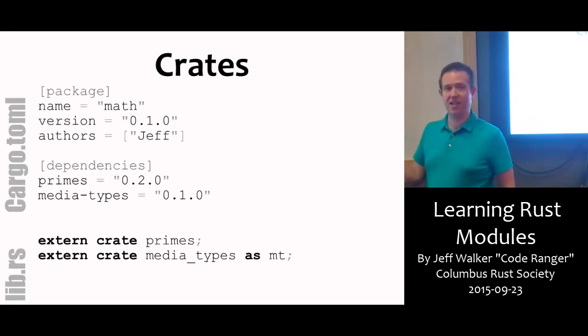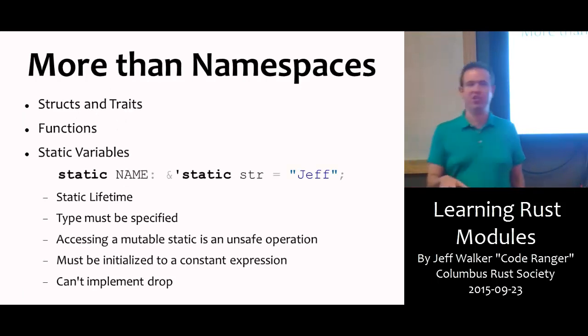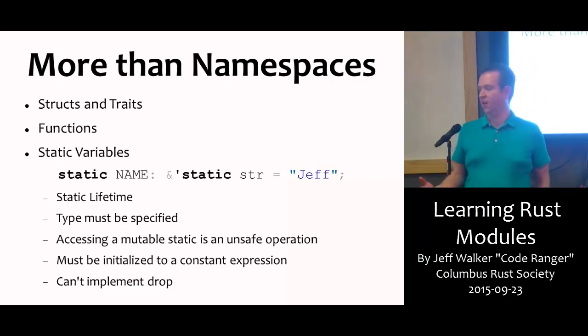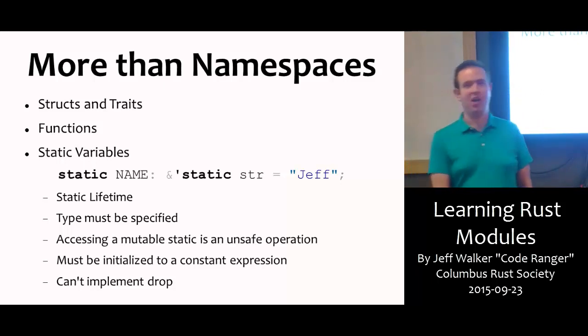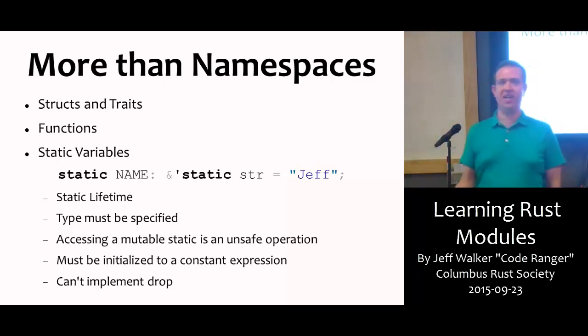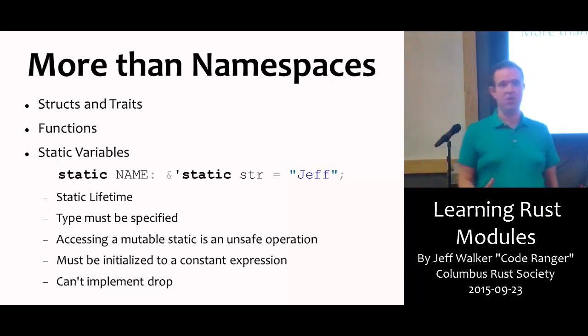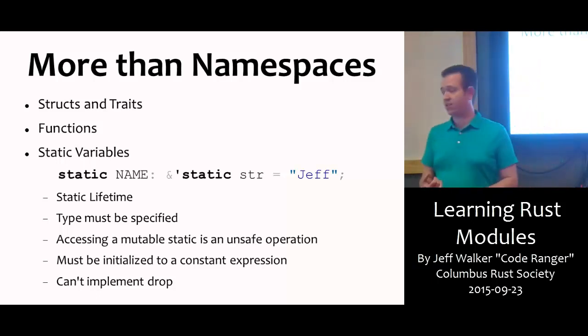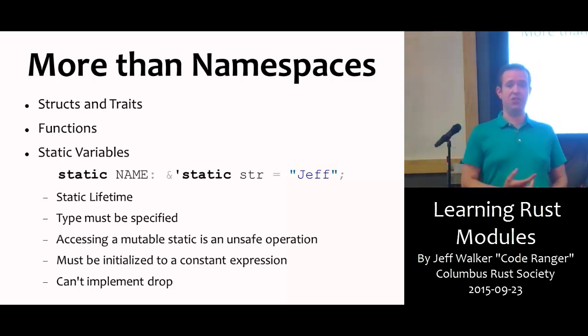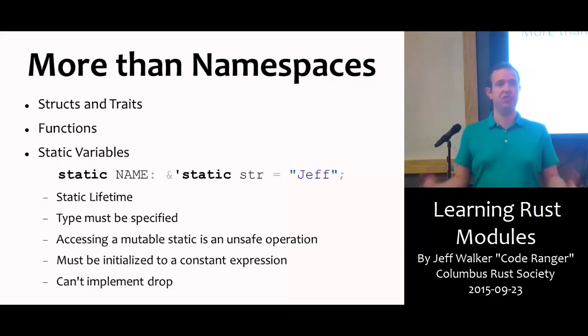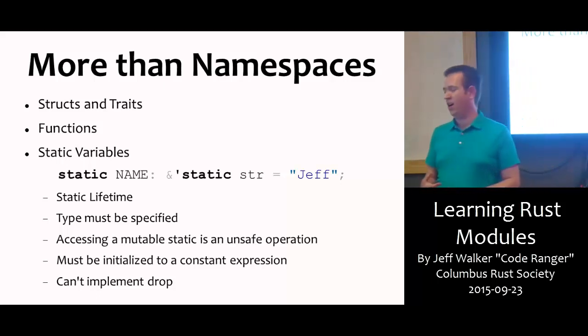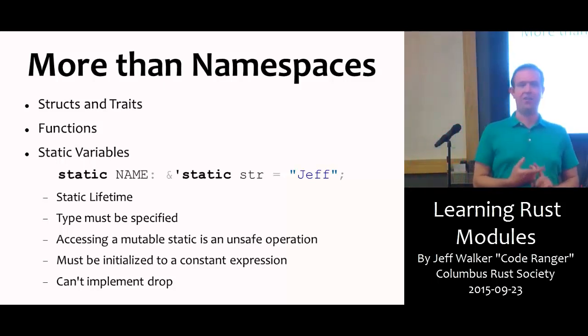Okay, so that's crates and how they correspond to modules. I've mentioned a few times how modules are more than what namespaces are, right? Namespaces, like I said, are just really a way of having long, complicated names for classes, and only classes are allowed to be in namespaces. With modules, we can have more things in them. We can have structs and traits, but we can also have functions directly in them. We saw how sine and cosine were just functions hanging out in that module, right? But even more than that, we can have static variables.